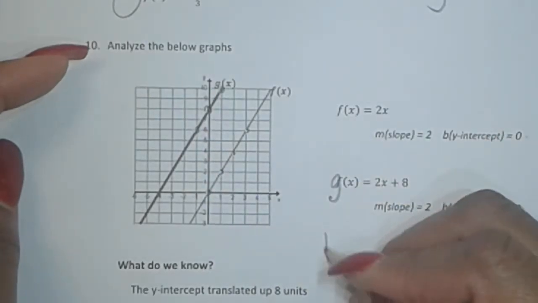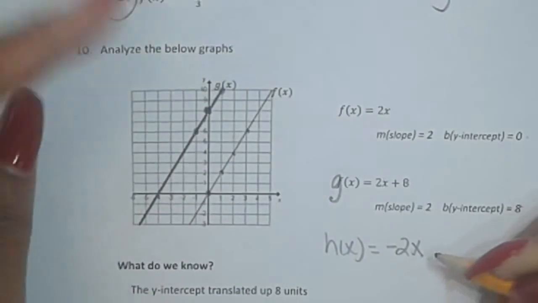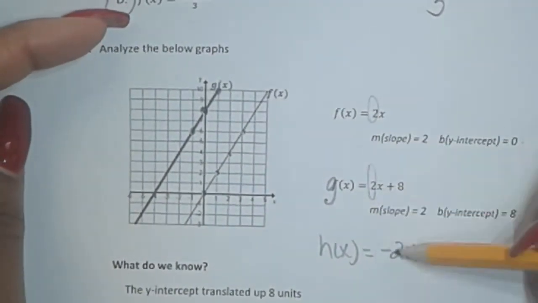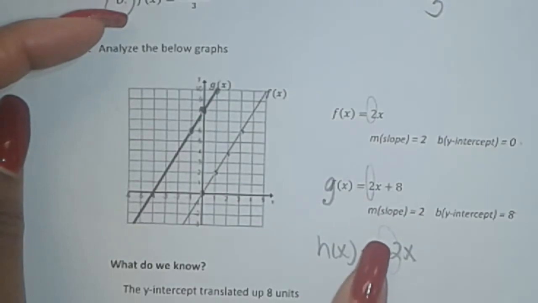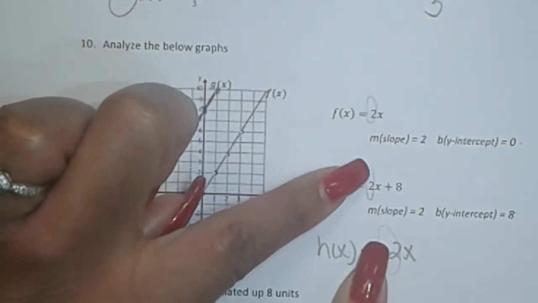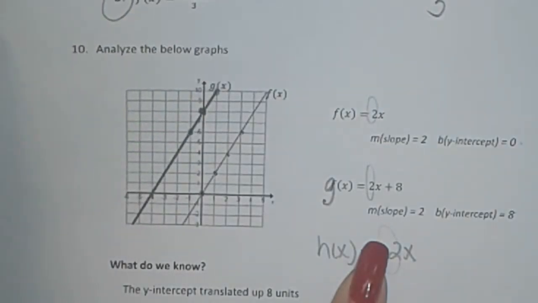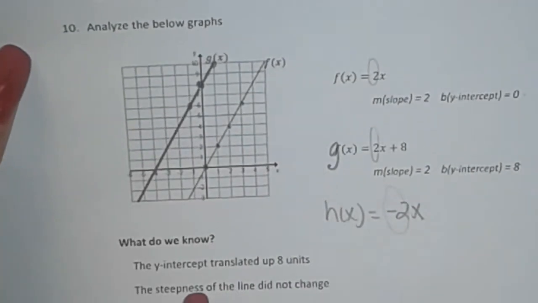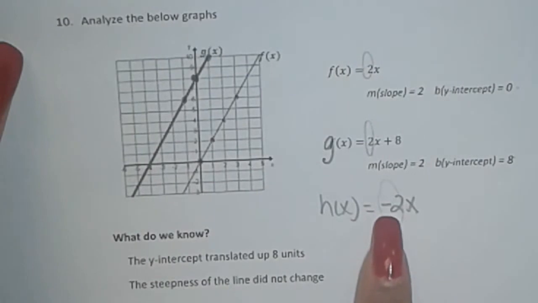For instance, let's draw another one. H of x equals negative 2x. What do you notice about all of these slopes? Well, even though it's negative, ignore that when you're talking about steepness. The numbers match, so you have what we call the same steepness. So the steepness of the line did not change. So the negative doesn't matter.